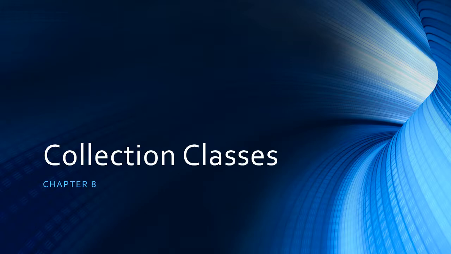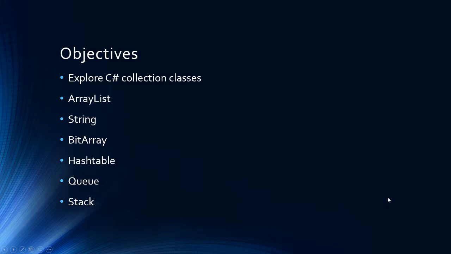Hello class. We've used arrays previously and we saw that those were considered a collection, and C# offers many additional classes that define different types of collections for you. These are all considered different data structures. We want to look at some of these classes today really quickly: ArrayList, String, BitArray, Hashtable, Queue, and Stack.